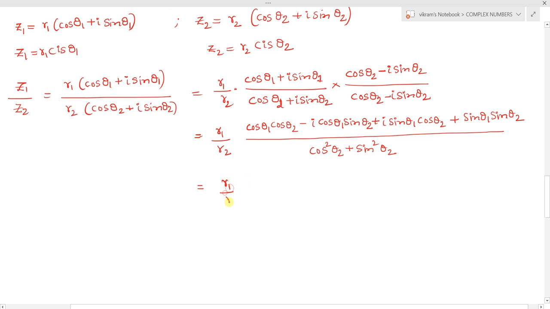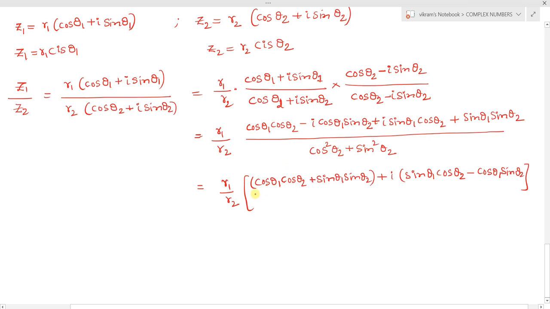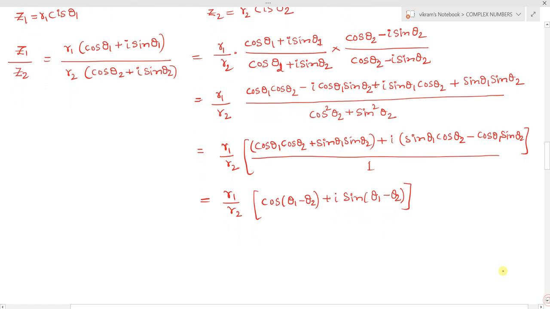So over here, r1 by r2 times, and separate the real and imaginary parts, cos theta 1. By simplifying we'll get the denominator as 1. Then if we simplify further, we get r1 by r2 times cos theta 1 cos theta 2 plus sin theta 1 sin theta 2, which is nothing but cos of theta 1 minus theta 2, plus i times sin theta 1 cos theta 2 minus cos theta 1 sin theta 2, which can be written as sin of theta 1 minus theta 2.